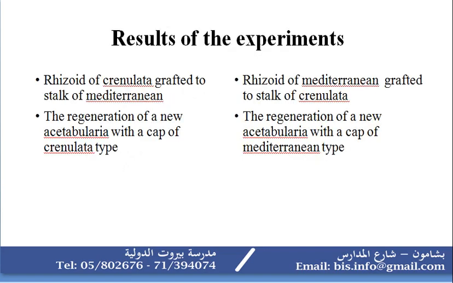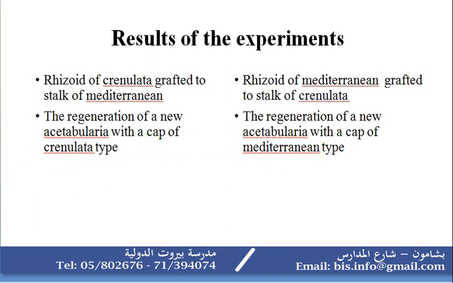So the results of the experimentations are very clear to prove that the regeneration of a new acetabularia with a cap of Crenulata type has been observed in the first case. However, the next experimentation has been able to show that when the rhizoid of the Mediterranean is grafted to the stalk of the Crenulata, it gave us the regeneration of a new acetabularia with a cap of the Mediterranean type.